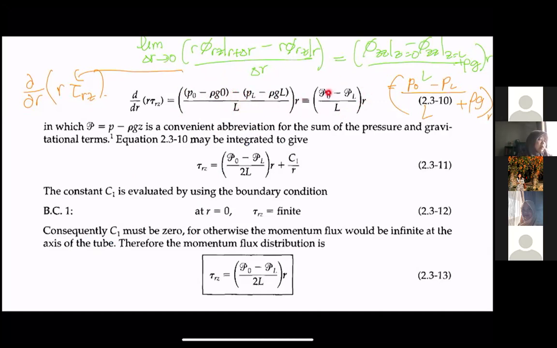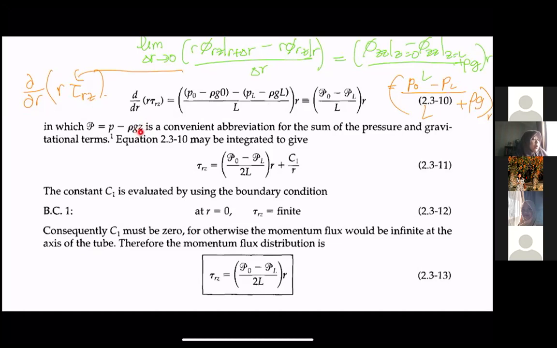So then it becomes the capital P0, which is at Z equal to 0, minus capital P of L at Z equal to L. Okay, where the large P, let's introduce a new quantity, the large P. This large P is a convenient abbreviation for the sum of pressure and gravity term. It is based on P, the pressure, minus rho GZ.